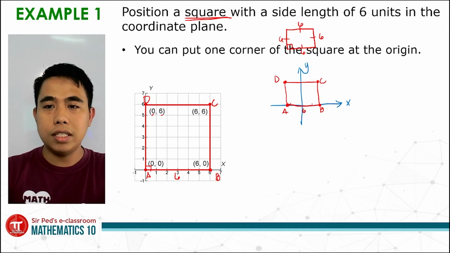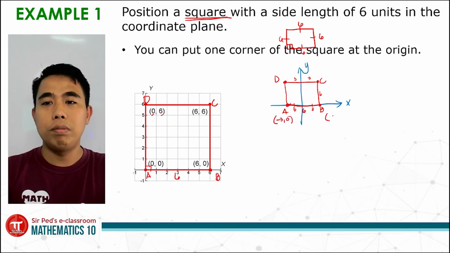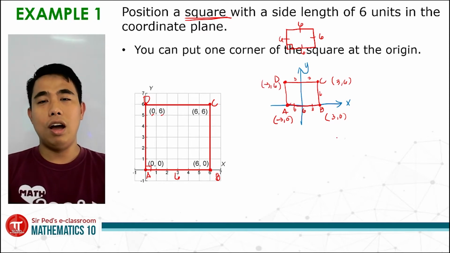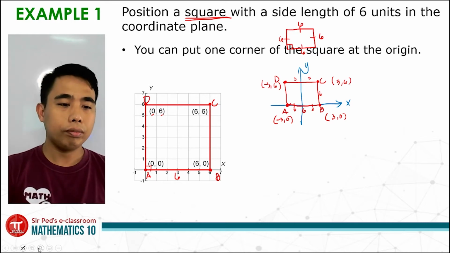So if this is 6, these should be equal. So 3, 3, and then 6 here. So the coordinates of A will be negative 3, 0. Coordinates of B will be 3, 0. Coordinates of C will be 3, 6. And then coordinates of D will be negative 3, 6. That will be the coordinates of the vertices of the square.